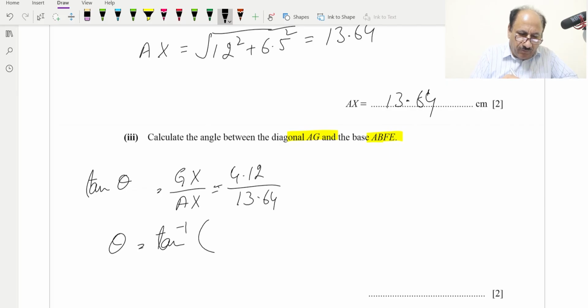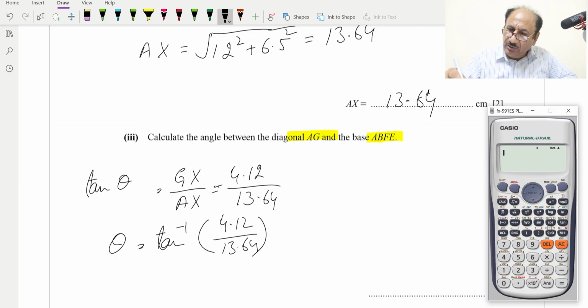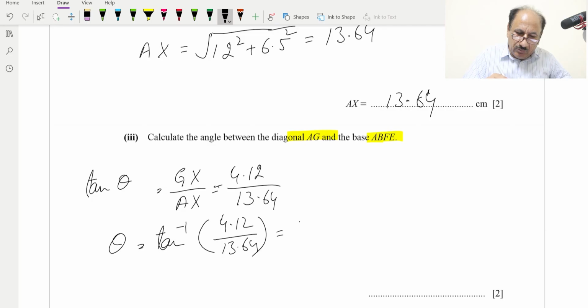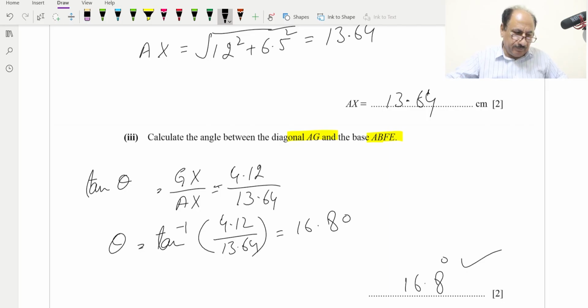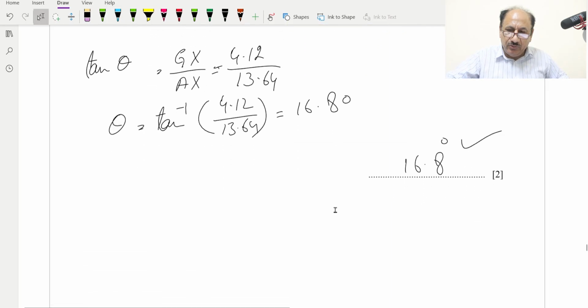tan inverse of 4.12 over 13.64, and now we can directly calculate with shift tan of the fraction 4.12 divided by 13.64, and this will be equal to 16.80. So our answer will be 16.8 degrees. This will be the theta value.